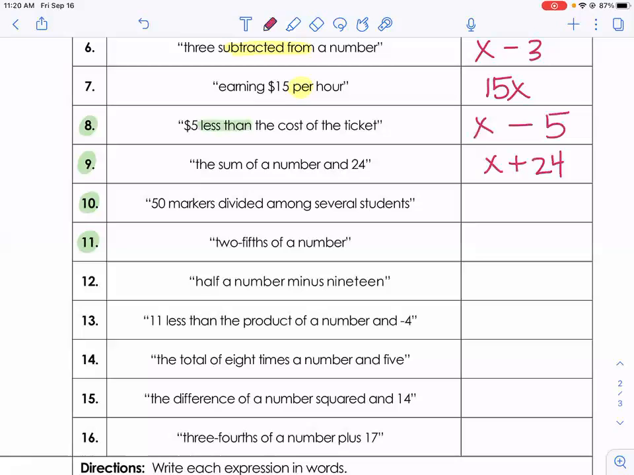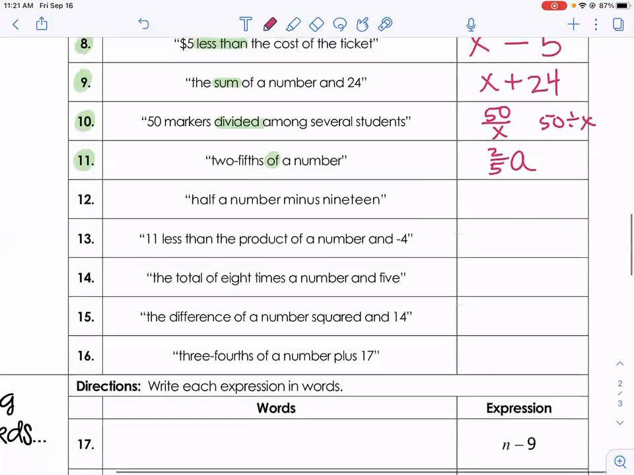Tyler, what do you have? 50 divided by X, 50 divided by a number of students, okay? And if you do 50 divided by X, that's beautiful, okay? All right. And then Denise, what do you have for number 11? You put A. A is great. I love A. Okay. So of means we're multiplying.